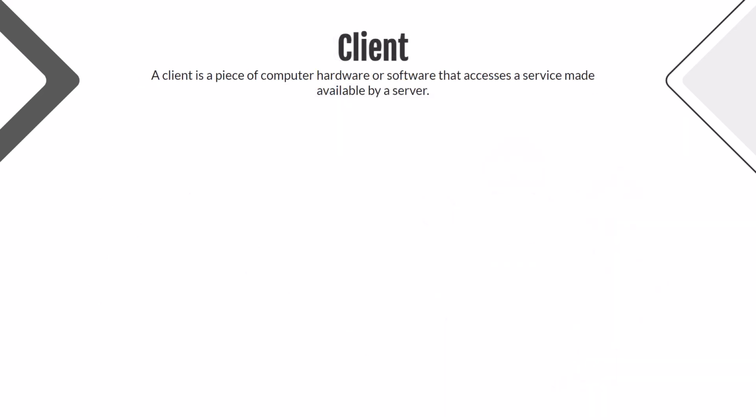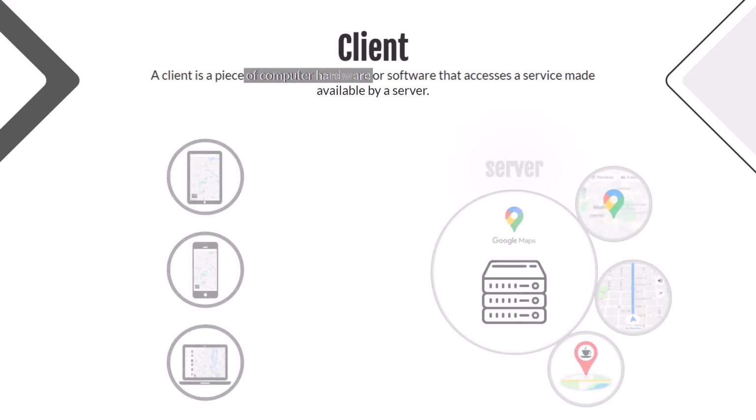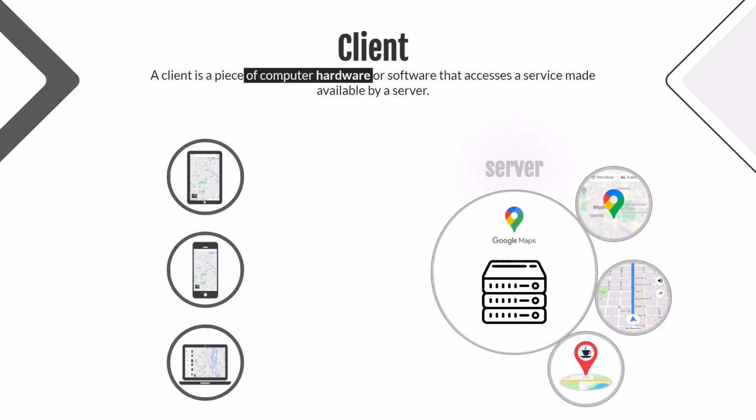What is the client? The definition says the following. A client is a piece of computer hardware or software that accesses a service made available by a server. Sounds similar to the server definition. After all, as we said before, the server is the powerful hardware, but still the same hardware as the client. The difference is that on the client side, it can be a computer, smartphone, watch, or any other physical device. On that hardware should be a specific software which can access a service.